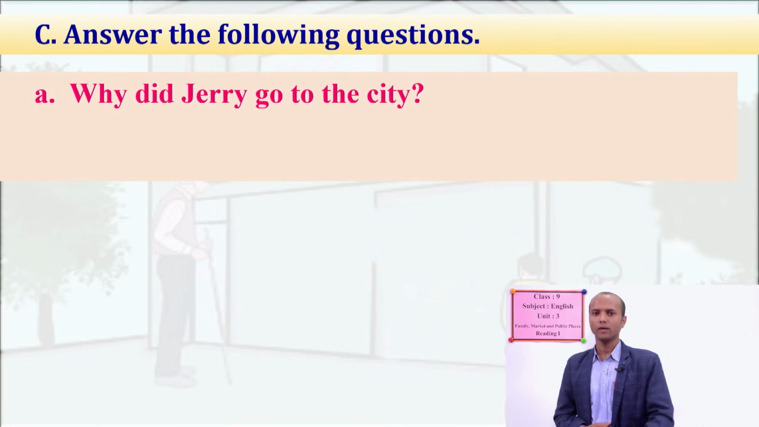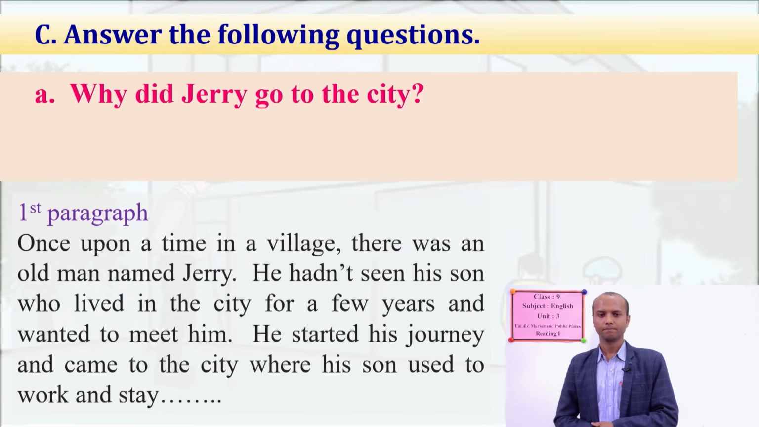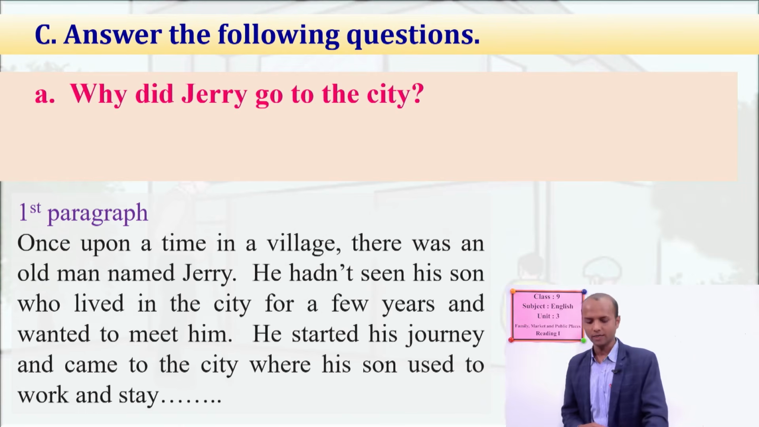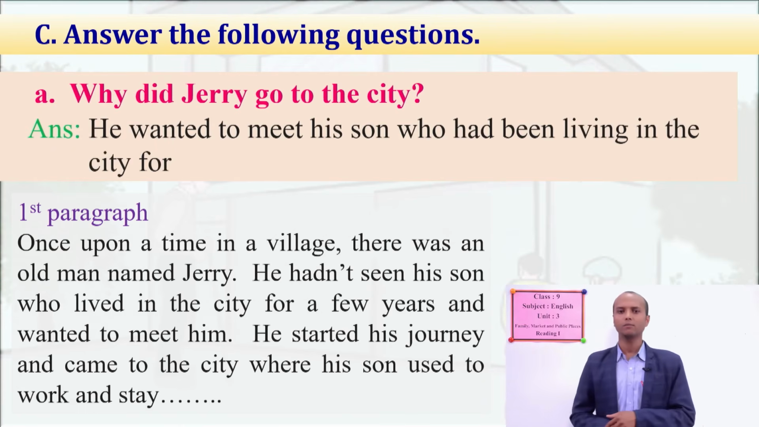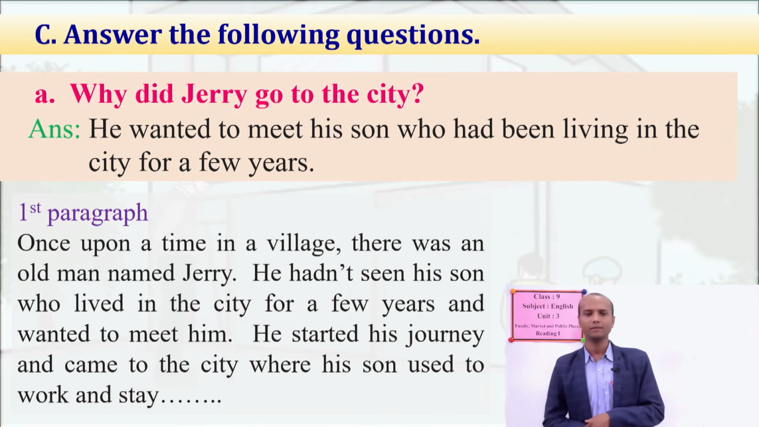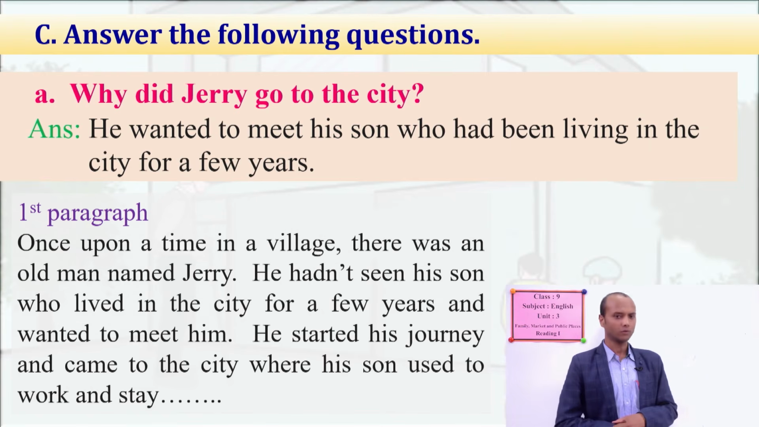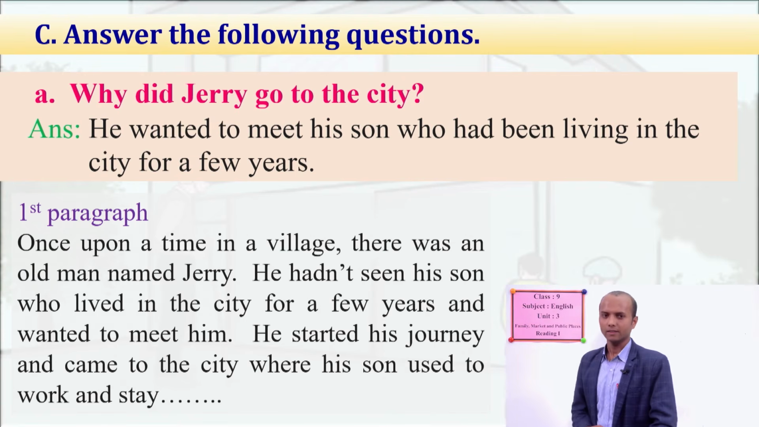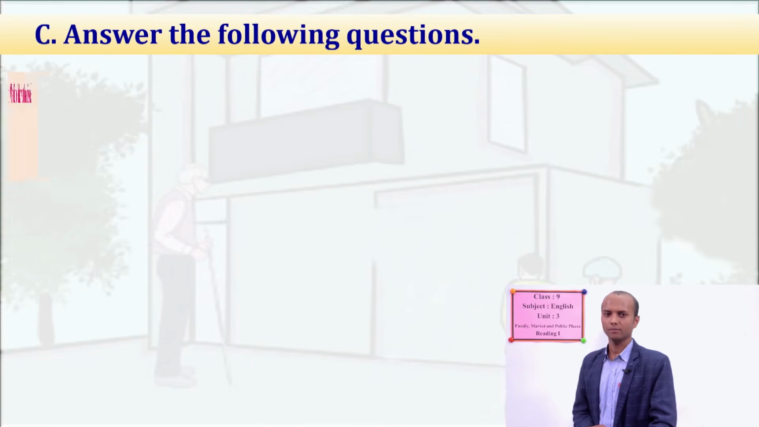The first question is, why did Jerry go to the city? Please read this paragraph. And the answer is, yes, you're right. Because he wanted to meet his son who had been living in the city for a few years. You can also say that his mother wanted to see him. Great.